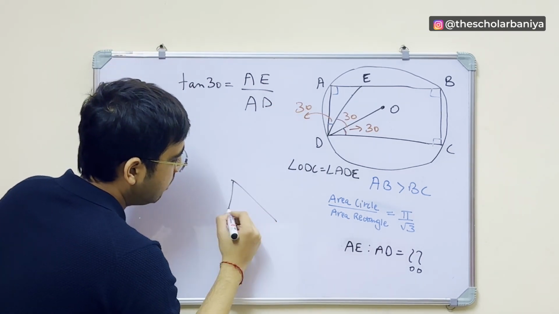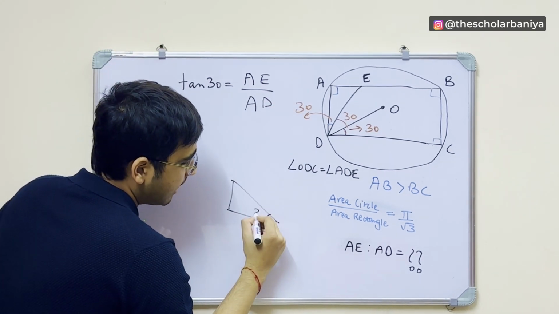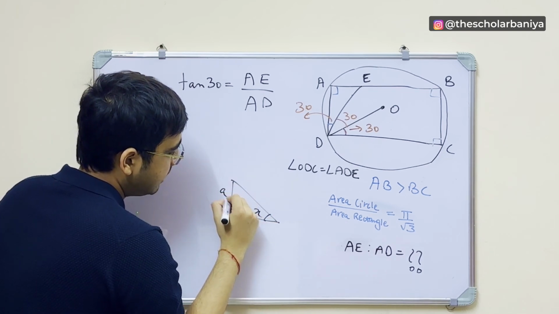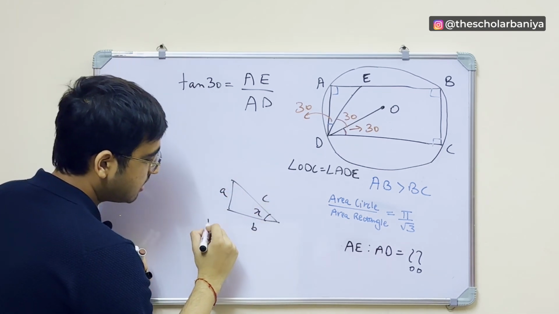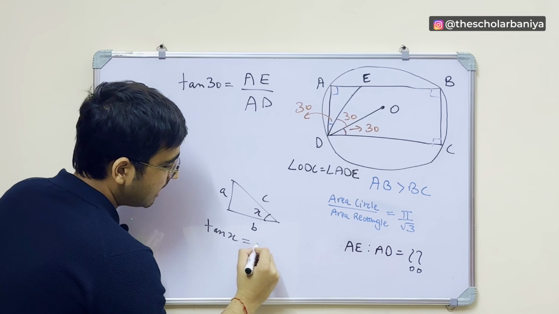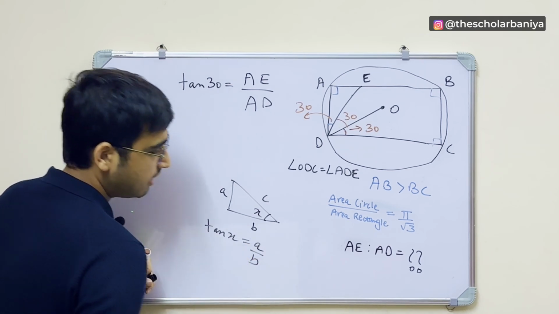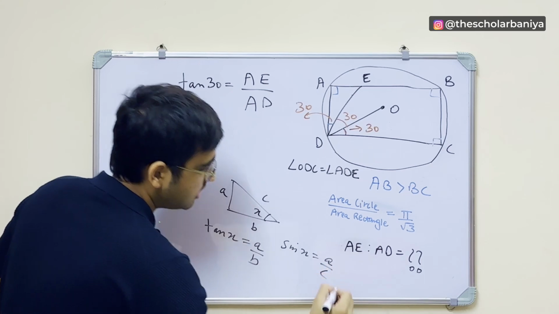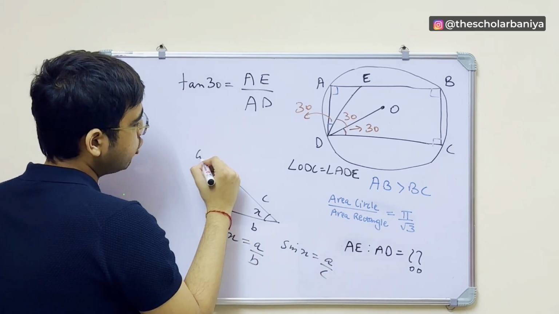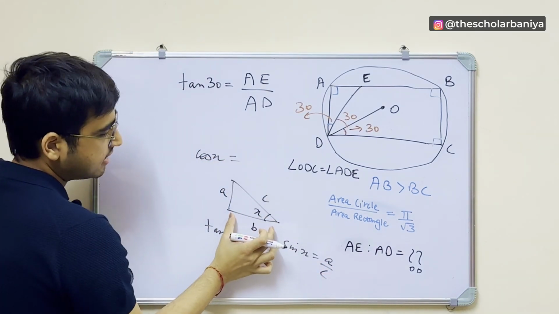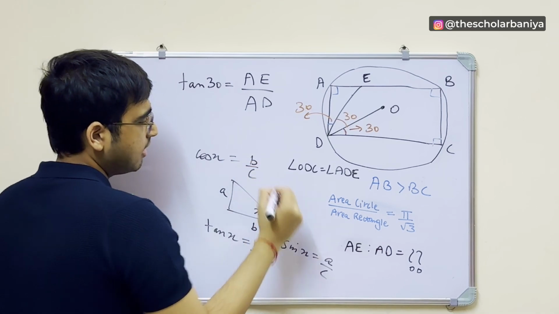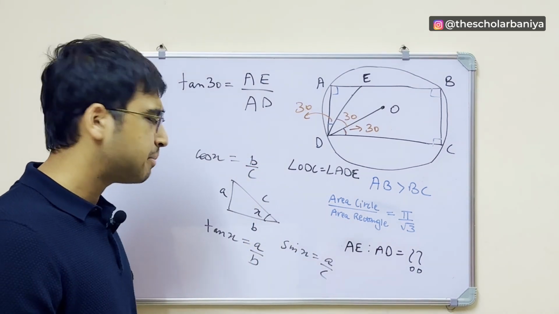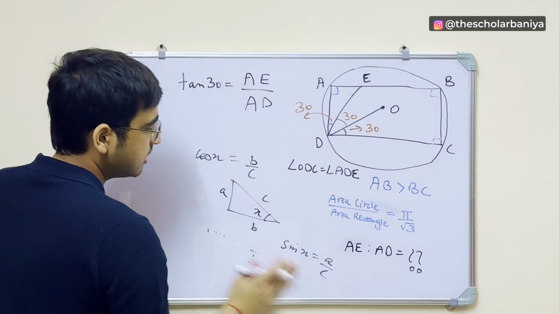Because in any triangle, if this angle is, let's say, X, this side is A, this is B, this is C, right? So what is tan X? Tan X is A upon B, right? What is sin X? Sin X is A upon C, right? And what is cos X? Cos X is B upon C. I hope all of this is absolutely clear. There should be no doubt in this, right?